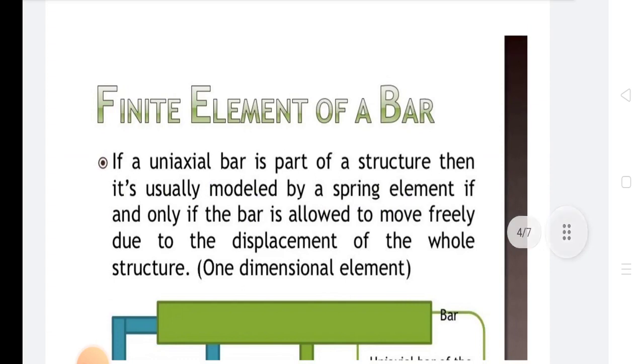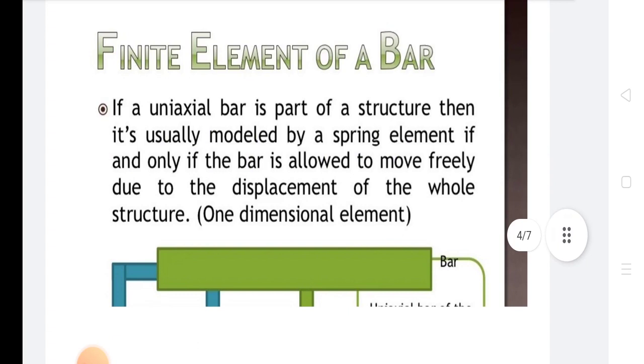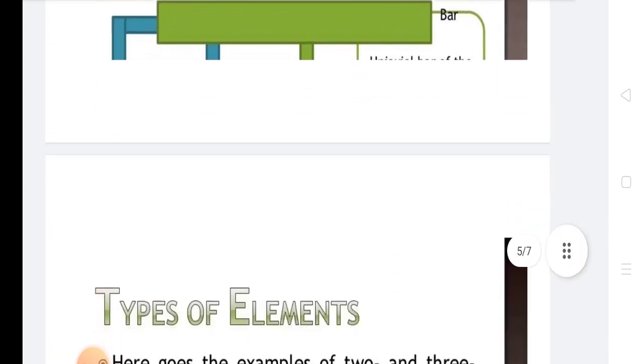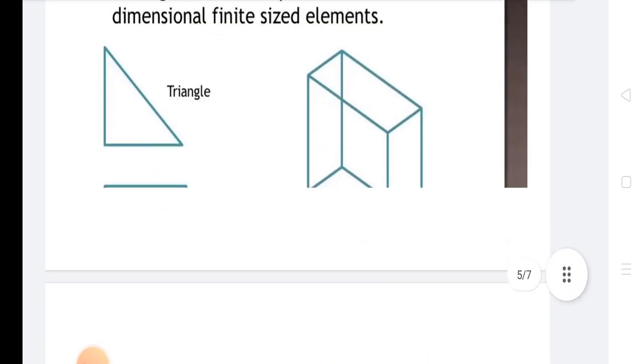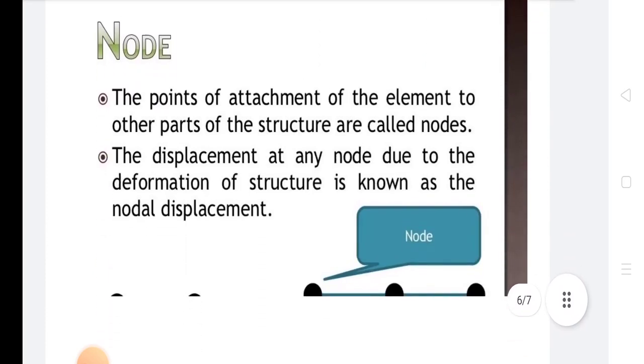If a uniaxial bar is part of a structure, then it is usually modeled by a spring element if and only if the bar is allowed to move freely due to the displacement of the whole structure. This is a one dimensional element. In types of elements, here goes the example of 2 and 3 dimensional finite elements. Nodes: the points of attachment of the element to other parts of the structure are called nodes. The displacement at any node due to the deformation of the structure is known as nodal displacement.